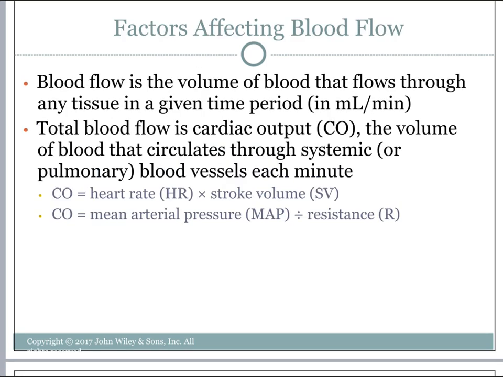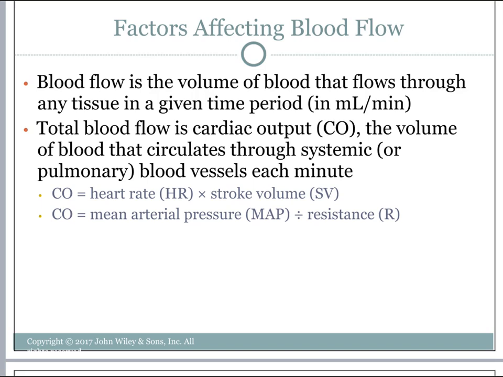Factors that affect blood flow. So blood flow is the volume of blood that flows through any tissue in a given time period, and we measure this in milliliters per minute. So recall that total blood flow is cardiac output. This is the volume of blood that circulates through systemic or even pulmonary circuit blood vessels each minute. So we have our formula. Remember, cardiac output is heart rate times stroke volume. We discussed that and ran through some scenarios in our previous lecture.